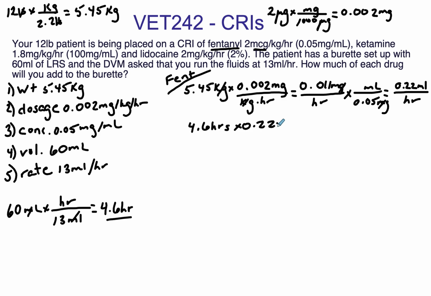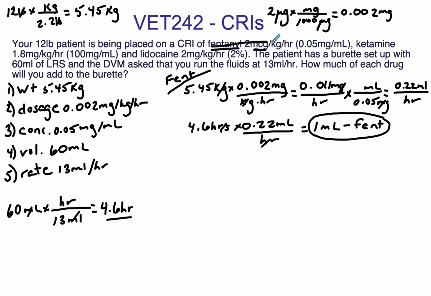I'm going to put those 2 numbers together just like we've been doing for all of our other CRIs. And when I do 4.6 times 0.22, it comes out to be 1.012. That is going to round very nicely to 1 milliliter of fentanyl. Let me write fentanyl down here again, just so I am not confused. That's my final fentanyl answer. Done. 1/3 of my problem is finished.